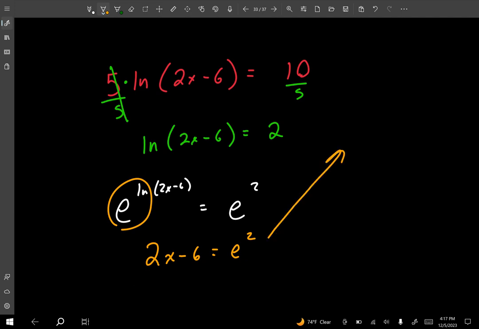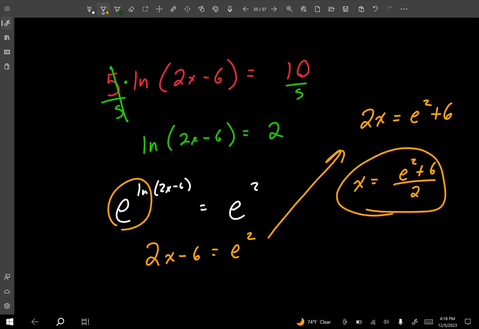I'm going to go up here and work. Have a little bit more room. So I'm going to add 6 to both sides. So I have 2x equals e squared plus 6. You just write it out beside it. And now I'm going to divide both sides by 2. If I do that, I get x equals e squared plus 6 all over 2. And that's my final answer.